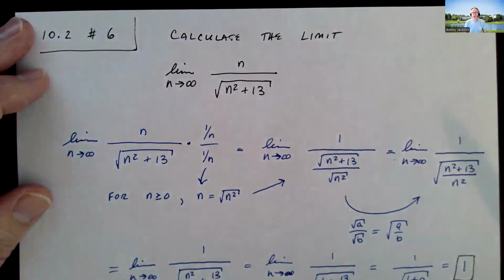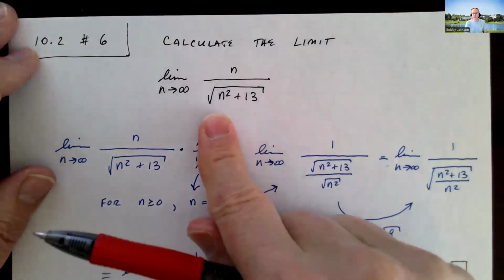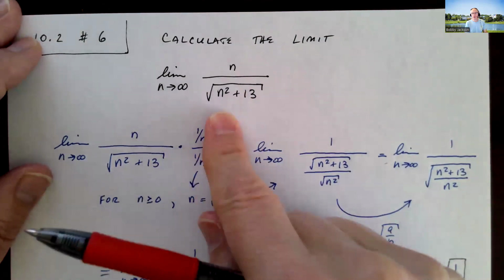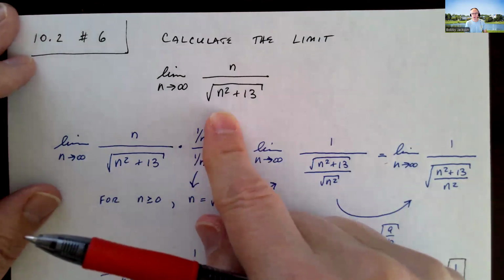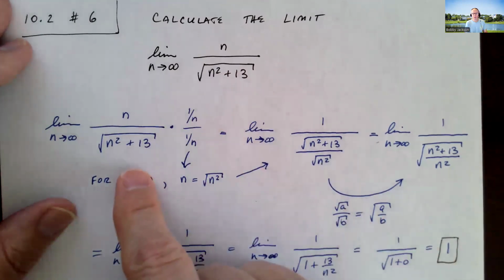Okay, let's take a look at number 6, multi-part problem here. We're first going to calculate this limit. So the limit of this sequence, right? So this is sort of like what we were doing in section 10.1. And I'm going to show you a couple ways.